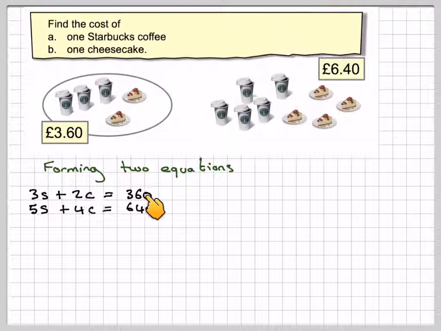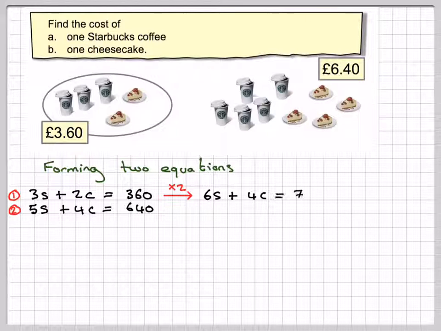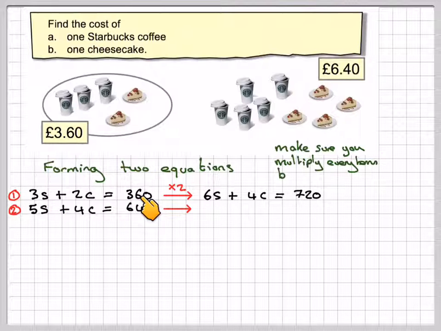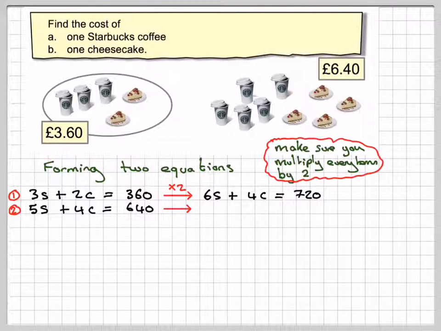So if we multiply the top equation by 2, we're going to get 6s plus 4c is equal to 2 times 360, which is 720. You need to make sure that you multiply every term through by 2 in this case. Now the second one, we don't need to do anything to because we will have 4c and 4c, which will help us. So just writing down 5s plus 4c is equal to 640.